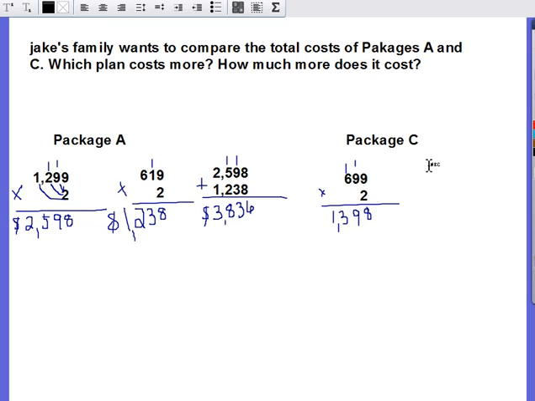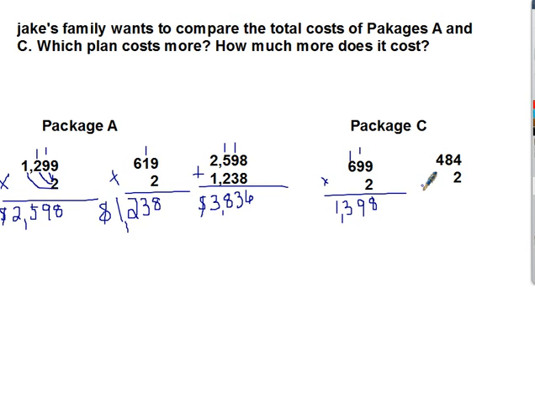For the children, it was for package C, it was $484. Since we have 2 kids, take it times 2. Okay. 484 times 2, so 4 times 2 is 8. 8 times 2 is 16. Remember, only one number can fit in the place value. And then 4 times 2 is 8, plus 1 is 9.